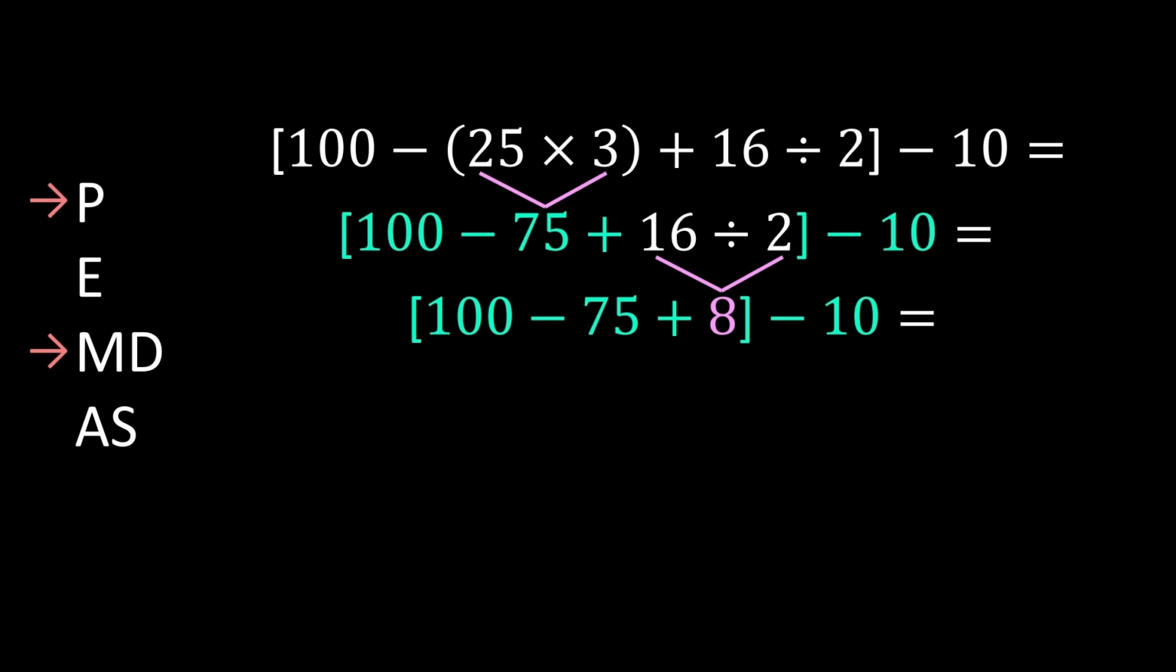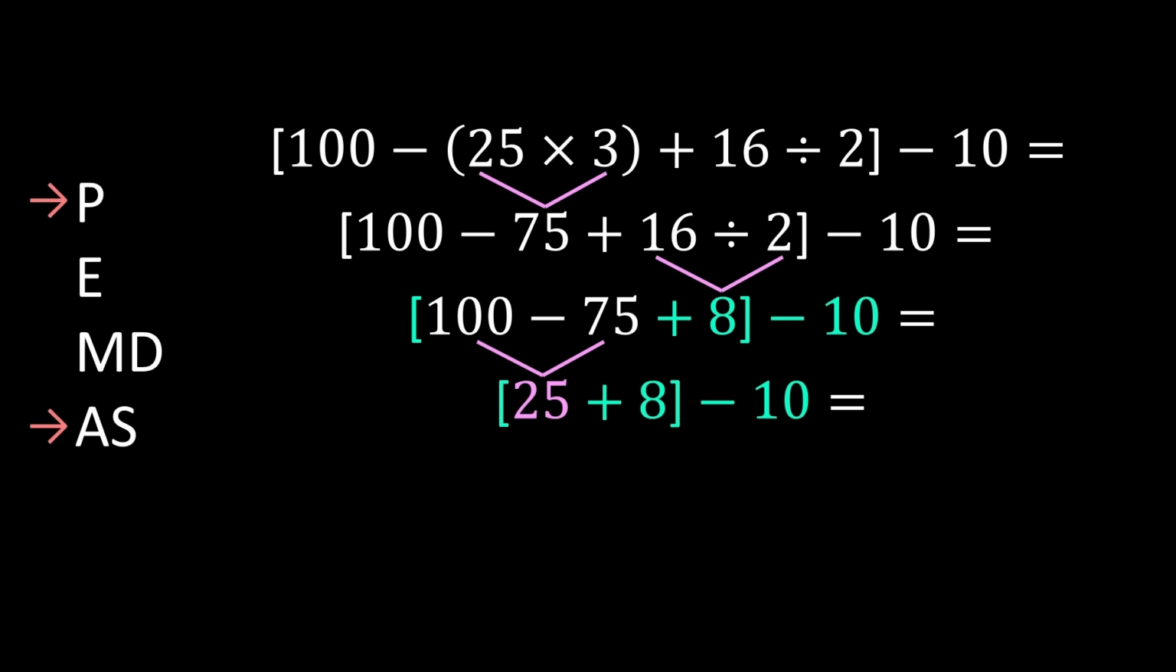Now I'm still looking inside the brackets, inside my grouping symbols, and I don't have any more multiplication or division, so I'm working with the addition and subtraction. And I have 2 addition and subtraction steps inside the brackets, and I'm going to be doing them from left to right, starting with 100 minus 75. 100 minus 75 is 25, and then again I'm going to bring the rest of the problem down.